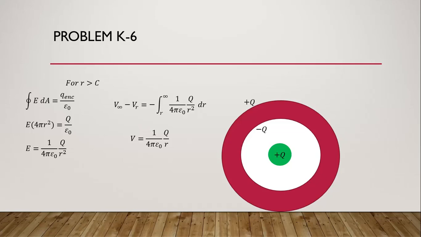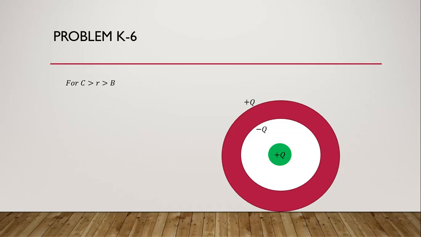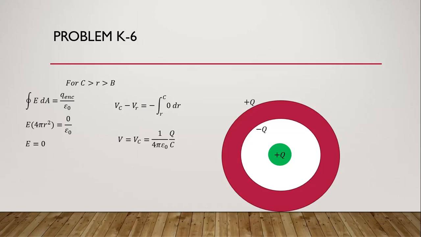So now let's look at inside that pink conductor. The one thing to point out about the Q enclosed, if you draw a Gaussian surface inside here, is the Q enclosed is negative Q plus Q, or 0. There's no electric field inside that conductor. What that should tell us is that the electric potential is constant, equal to V at point C, which is 1 over 4 pi epsilon naught Q over C.